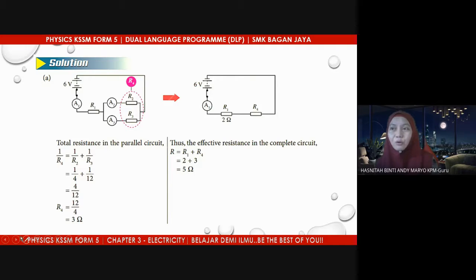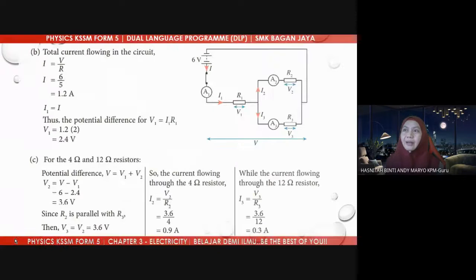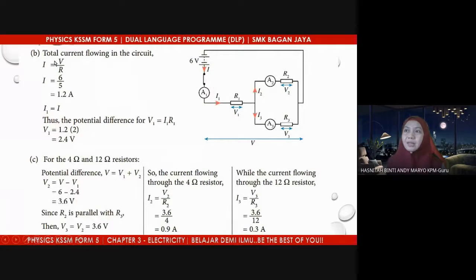Okay, can you follow me for this example A, students? So we have to settle the parallel connection first to find the total resistance or the effective resistance in the circuit. You settle the parallel first, then only you add with the series which is R1. Okay, so what else do we want to find? B, the total current flow in the circuit. So use the Ohm's law formula.